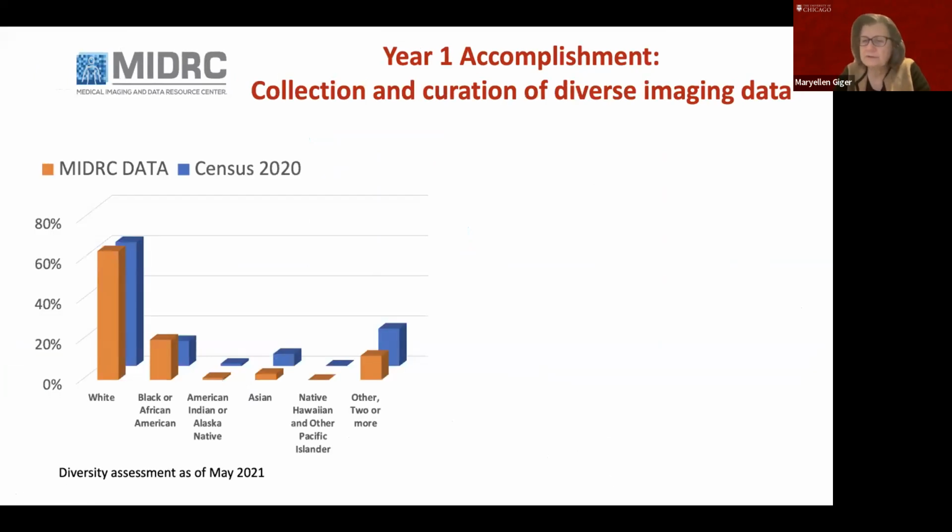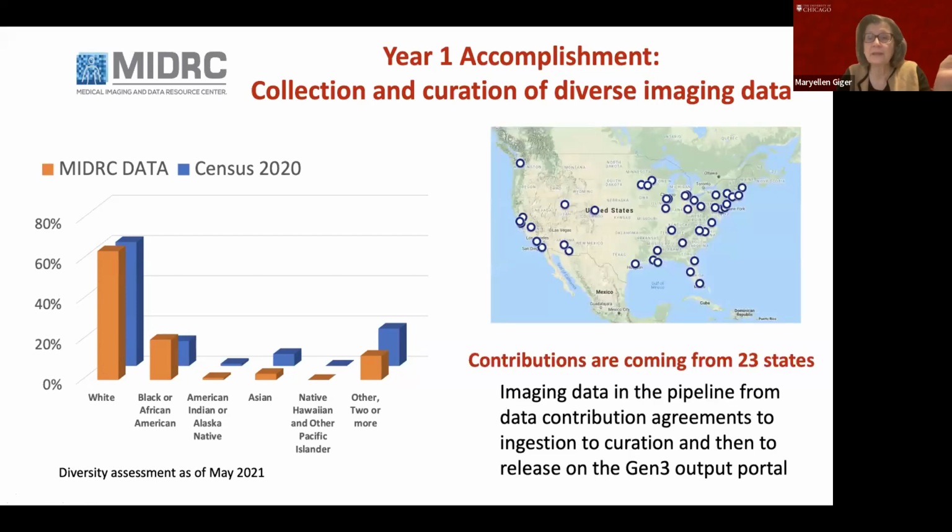Bias and diversity are very important to us. This is an assessment from May of 2021, where we looked at the MIDRC data and the US Census data, just as an example of keeping track of what is coming into the MIDRC and whether we should do diversity-directed collections.